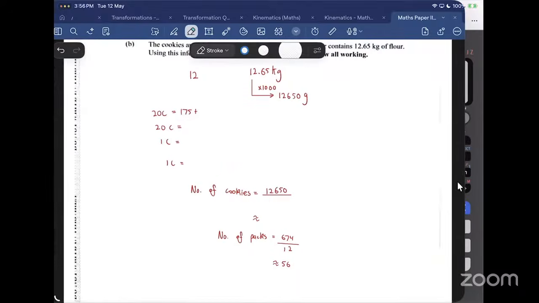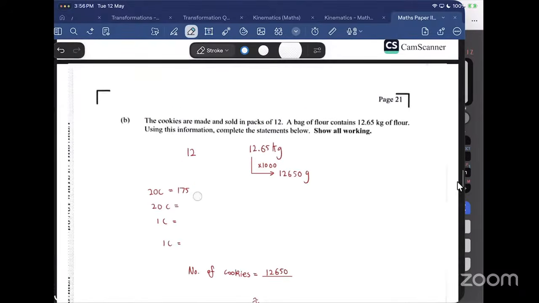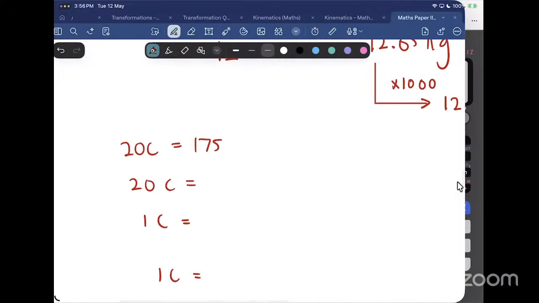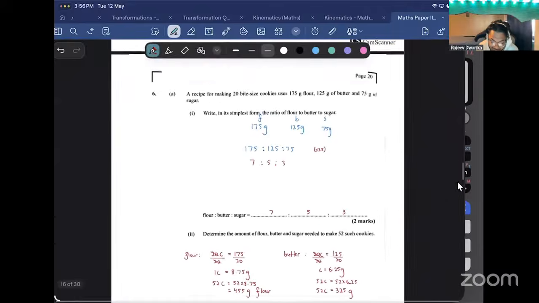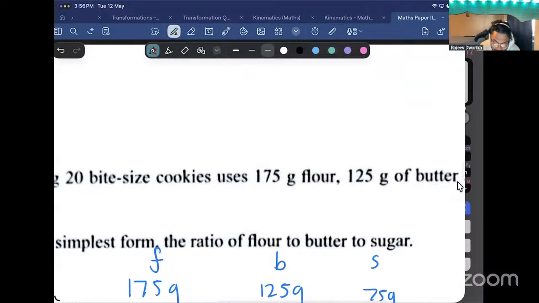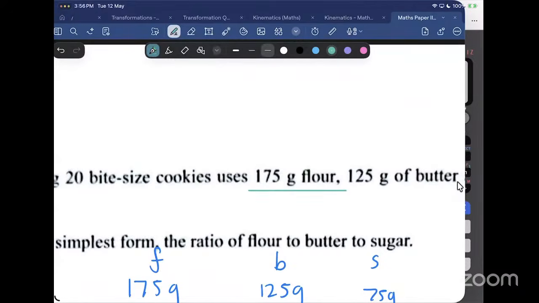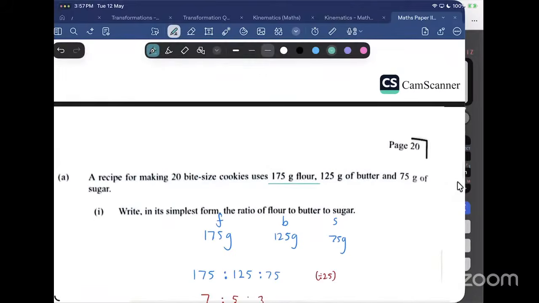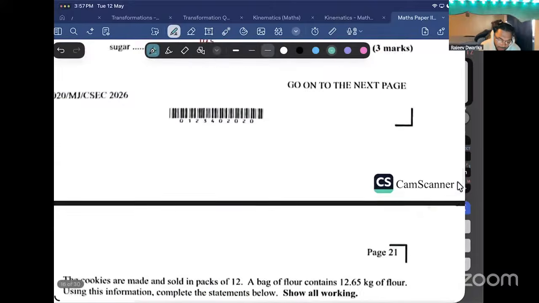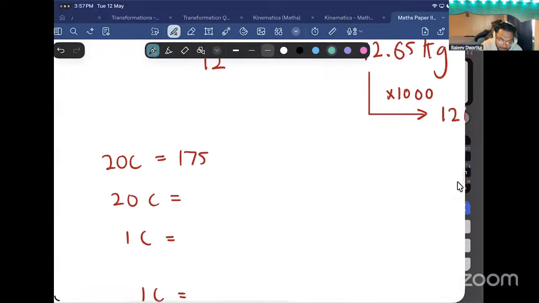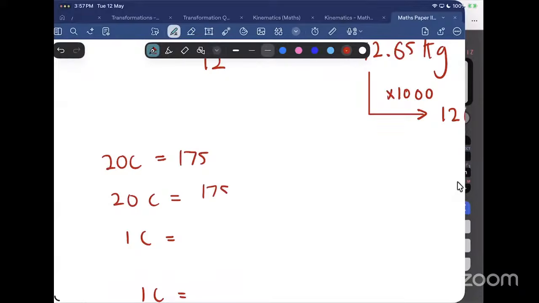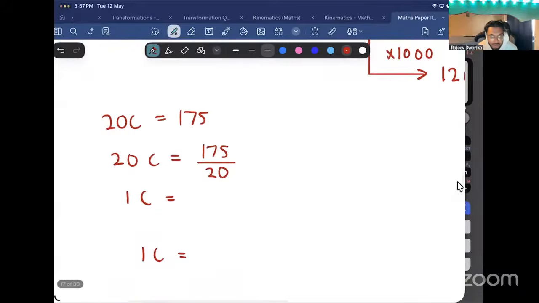I was not going to say the simple thing and I got it wrong, sir. Sorry about that. I'm going to underline something for you. How many grams to make 20 cookies? 175. Right, 175 grams of flour. So to find for one cookie is going to be 175 divided by 20, which is 8.75.